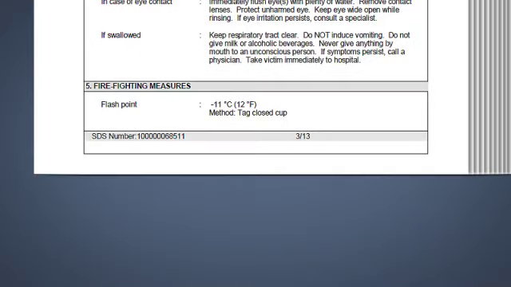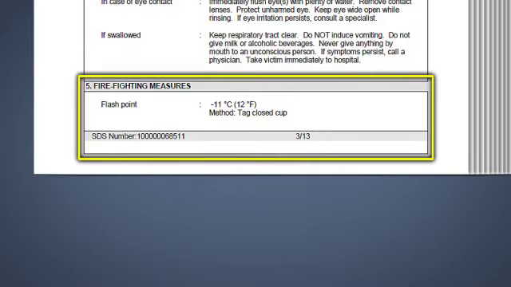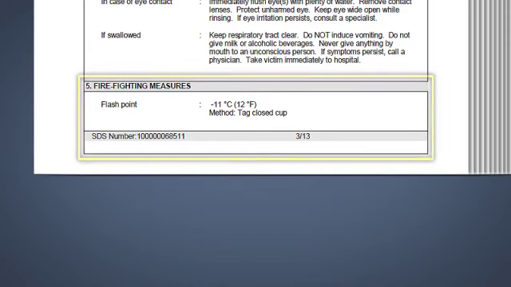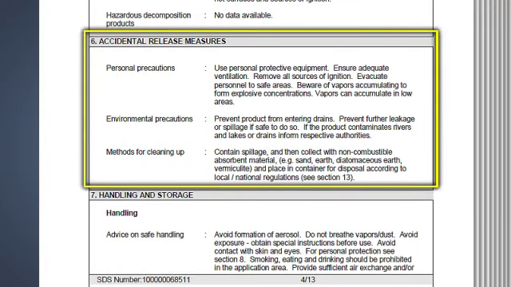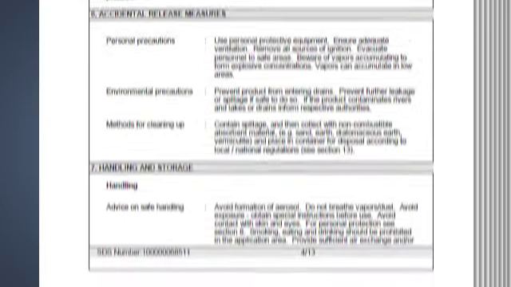Section 5. Firefighting measures. Gives recommendations for fighting a fire caused by the chemical. Section 6. Accidental release measures. Gives recommendations for what to do if the chemical is spilled, leaked, or released.